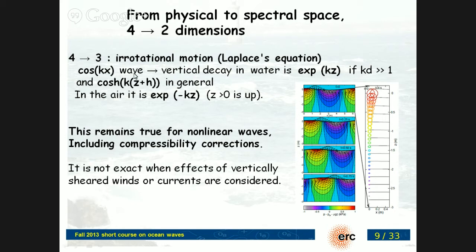Of course, if you don't have something which is exactly cosine in the horizontal, you get something different on the vertical. And so if you have something that changes in space, you'll have something a bit different from that. But in general, it's a very good approximation.